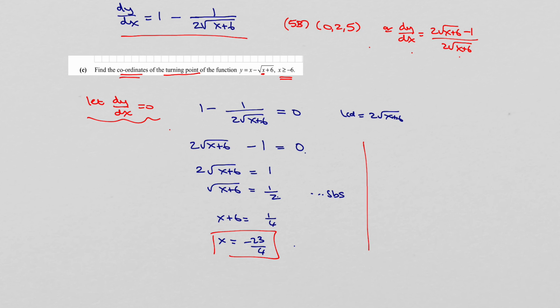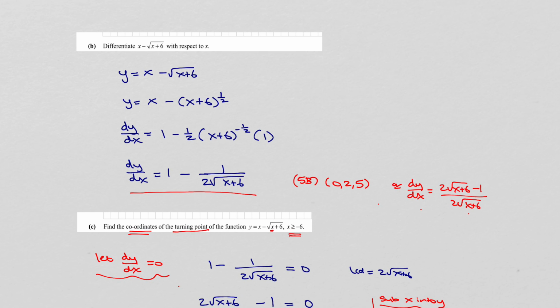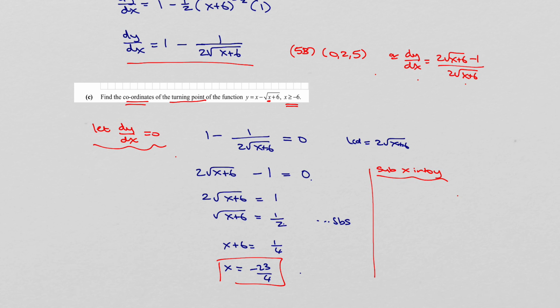So to find my y coordinate, I'm going to sub x back into the original function. So in other words, sub x into my function y. So y, if I just go back up there, was x minus root x plus 6. So if I sub my value in, that's going to be minus 23 over 4 minus the square root of minus 23 over 4 plus 6. So if I put that into my calculator, I end up with y is equal to minus 25 over 4.